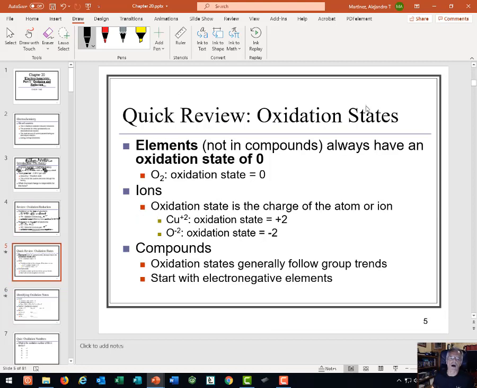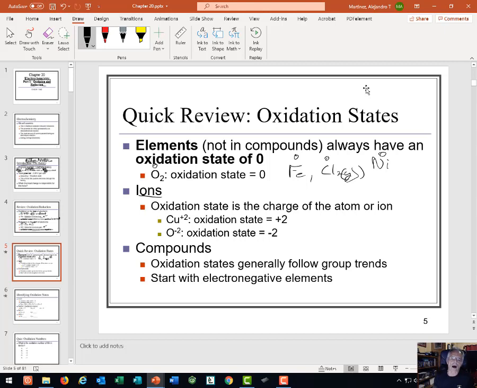Quick review. Oxidation states. Elements that are not in compounds always have the oxidation state of 0. So here is O2, the elemental form of oxygen. It has an oxidation state of 0. I could say the same thing for iron metal. Or Cl2 gas, or nickel metal, they have an oxidation state of 0. That is, elements that are not in compounds. In their elemental form, their standard states, they have oxidation states of 0.